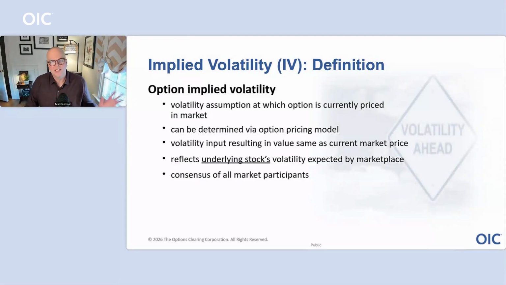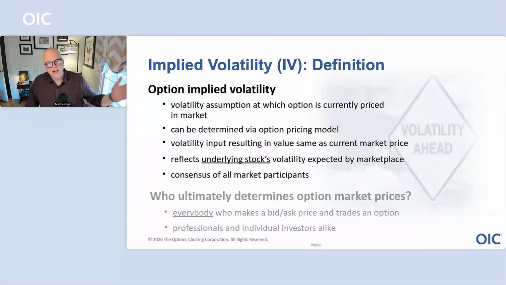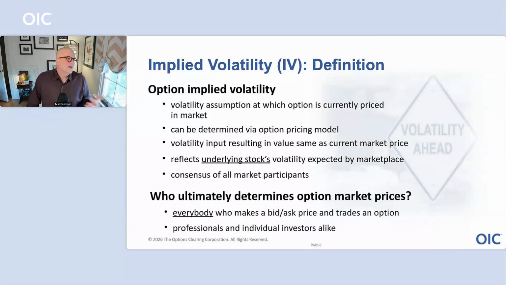And it's really a consensus of all market participants. If you're in there trading options, if you're putting bids in, if you're putting offers in, if you're trading options at a certain price, you are creating implied volatility levels as well as price levels, which are going to be interpreted as implied volatility levels by more sophisticated players in the actual market. So who ultimately determines option market prices? Everyone.